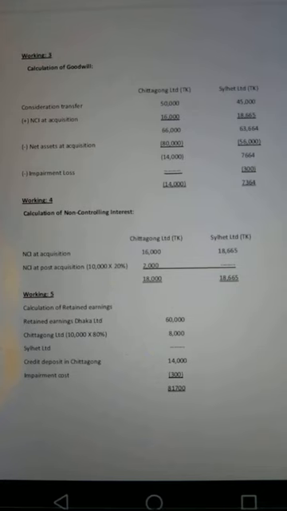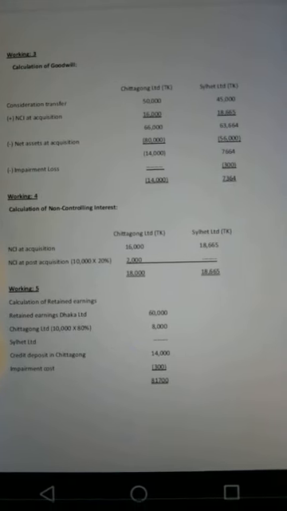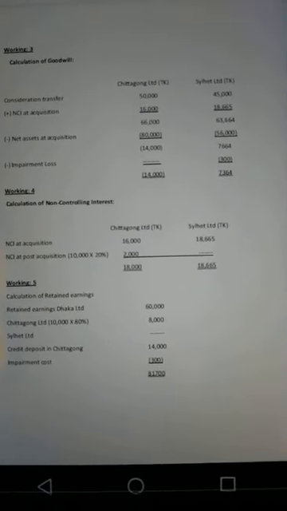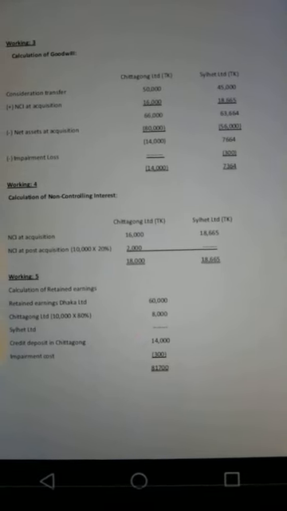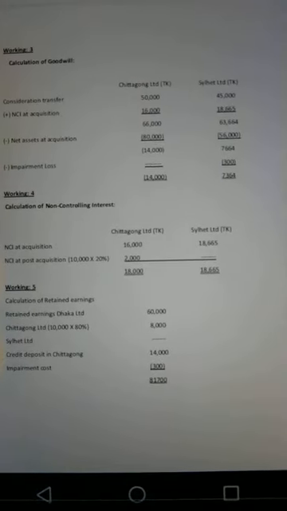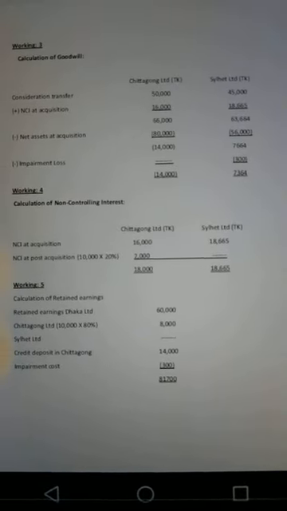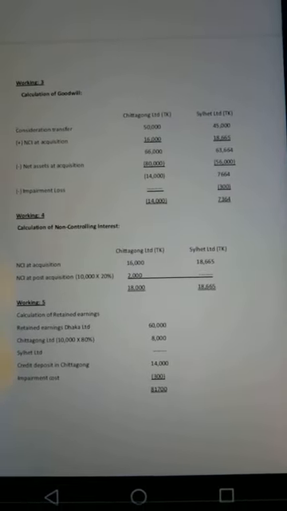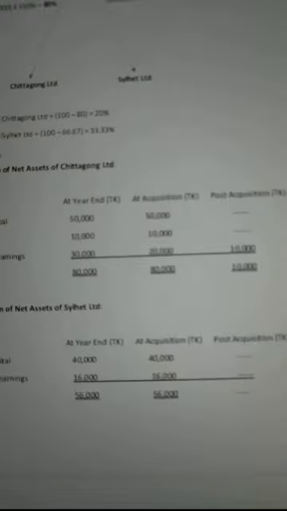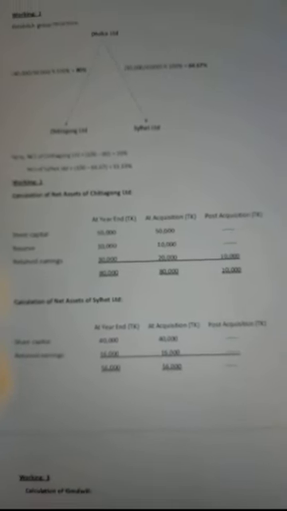Next is working number 4, which is the calculation of non-controlling interest. It's very simple. We write the 16,000 of Chittagong Limited and the 18,665 of Sylhet Limited that we calculated just now, and then we write the NCI at post acquisition. As you can see, we have 10,000 of post acquisition for Chittagong Limited.